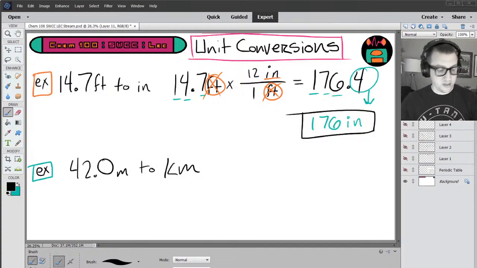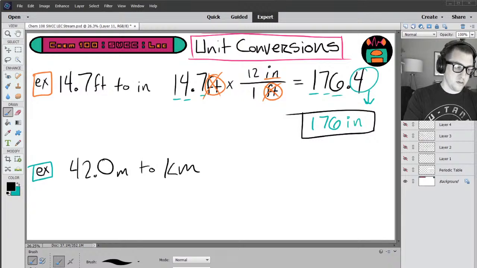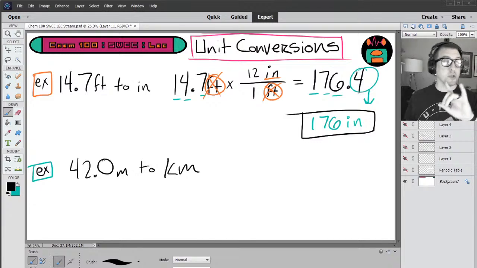Great question. We have to round to 176 because our answer needs 3 sig figs, and 176.0 has 4.